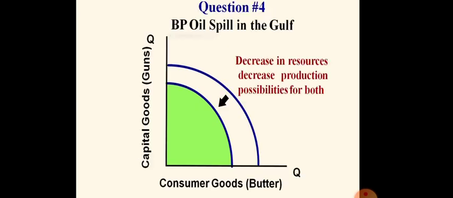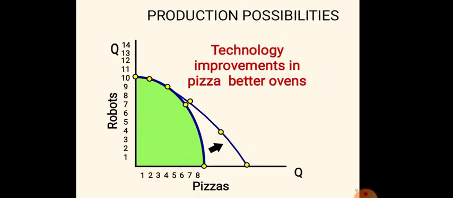Similarly, if there is a decrease in resources, as can happen with a man-made or natural calamity, it results in an inward or leftward shift of PPC. As we can see, it implies reduced production of both the goods. Let us talk about change in technology now. If there is, say, advancement in technology, then it results in more production of goods.